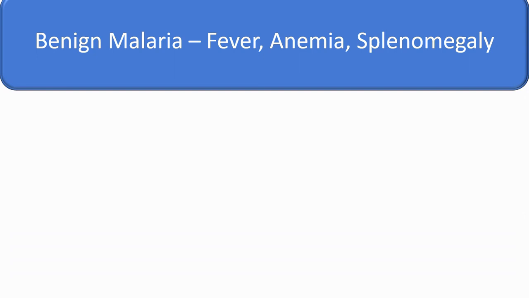Now we'll discuss the clinical features of benign malaria. Benign malaria is milder in nature, can be caused by all 4 species. It is characterized by a triad of fever, anemia and splenomegaly. Fever comes intermittently depending on the species. It occurs every 4th day for Plasmodium malariae and every 3rd day for other 3 species. It coincides with the rupture of RBC schizonts and release of merozoites into the bloodstream at the end of each RBC cycle. Each paroxysm of fever has 3 stages.